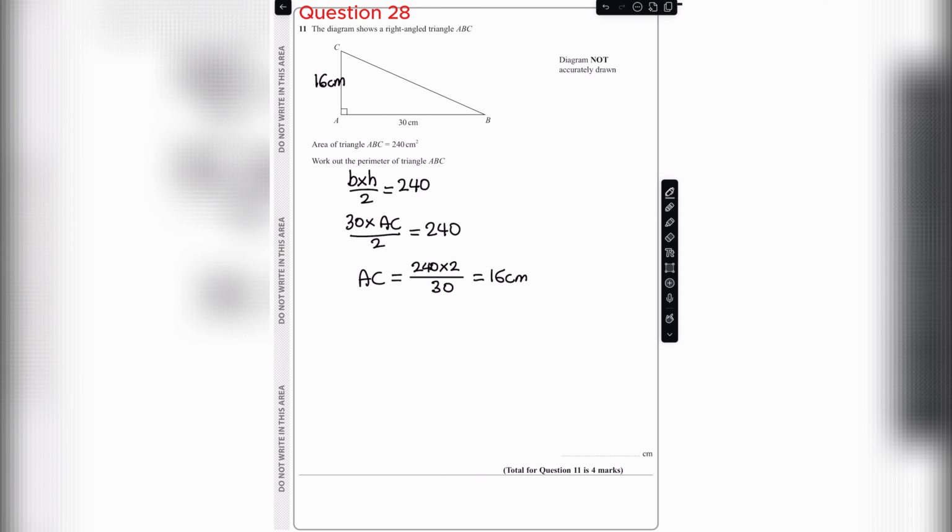And in order to determine the perimeter of this triangle, we also need the length CB. And CB can be obtained using Pythagoras' theorem. So CB equals the square root of 30 squared plus 16 squared, and that equals 34 centimeters. So the perimeter of our triangle is simply the sum of 30, 16, and 34. And when you put all of that into your calculator, you get a final answer of 80 centimeters.